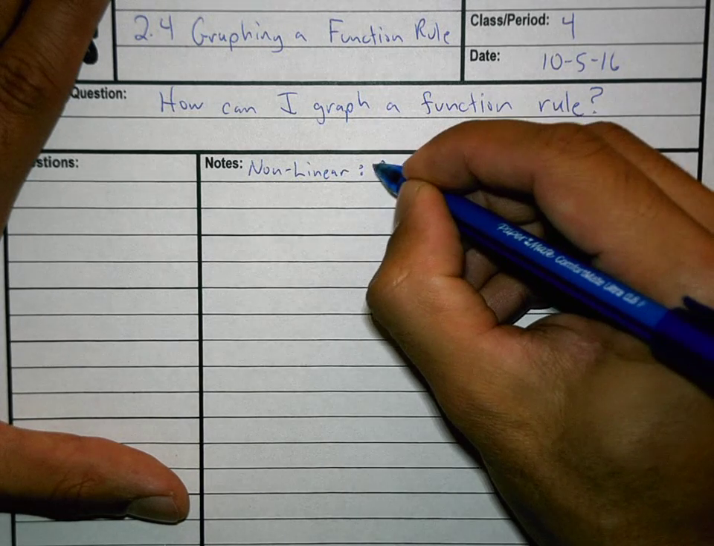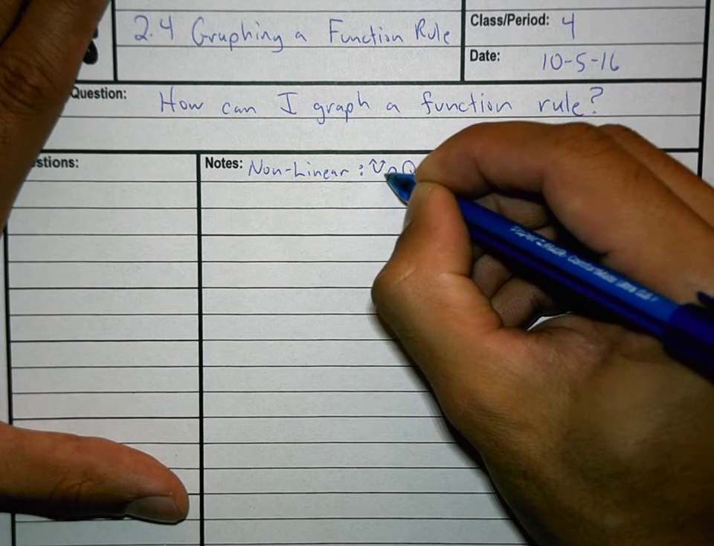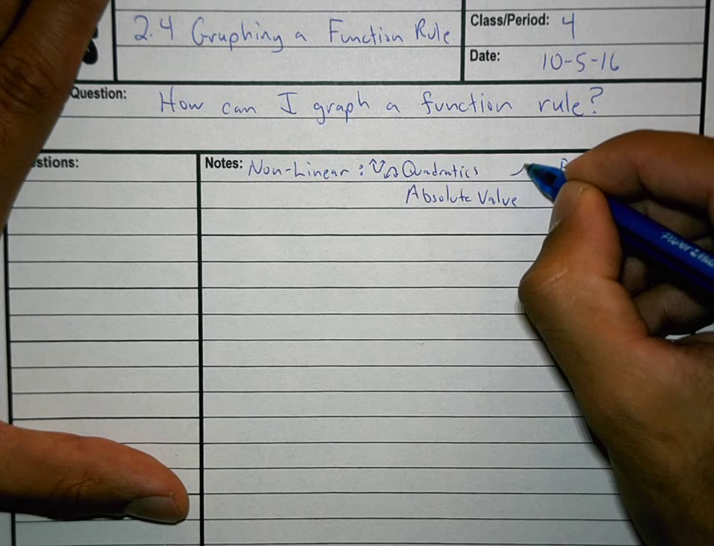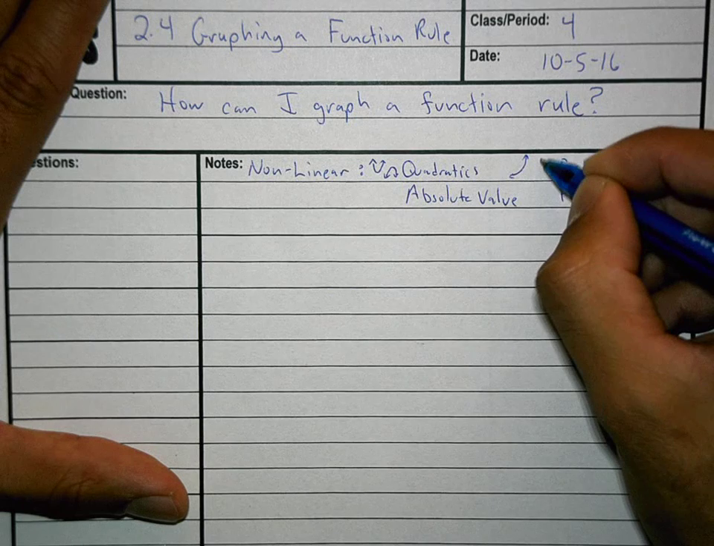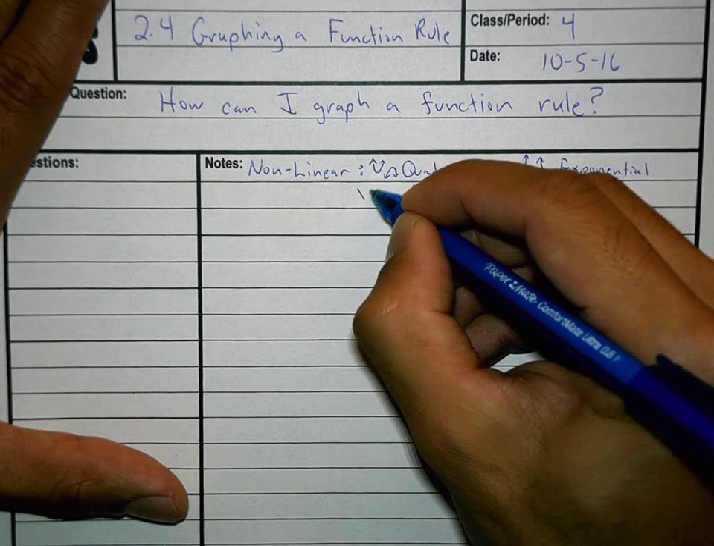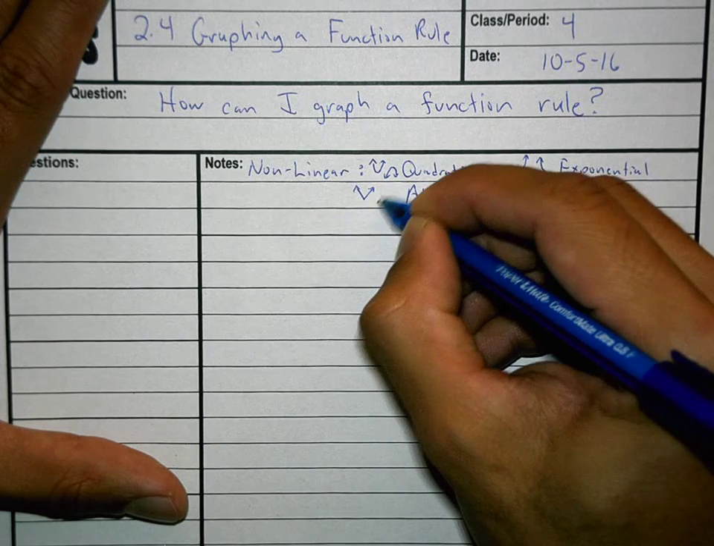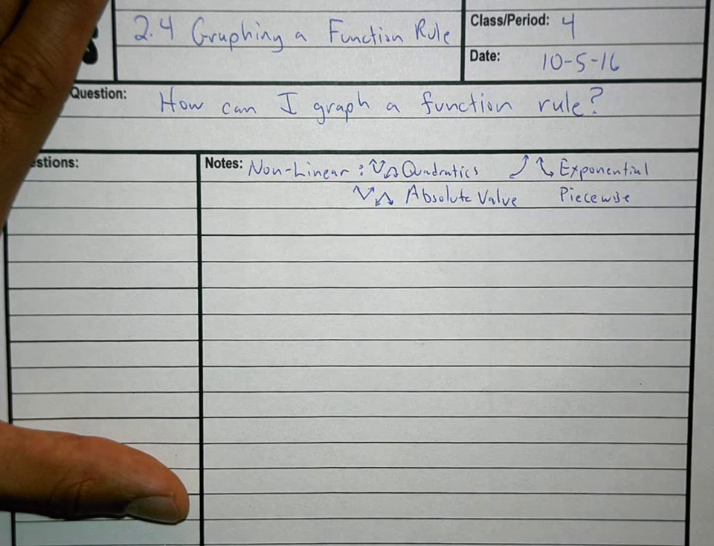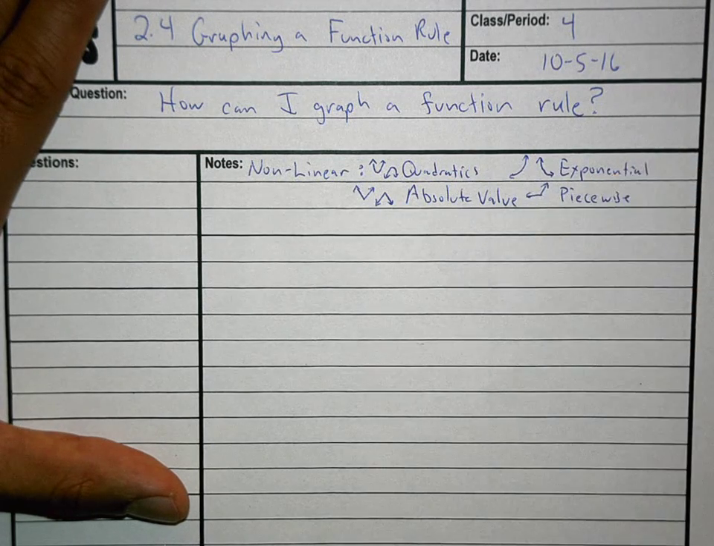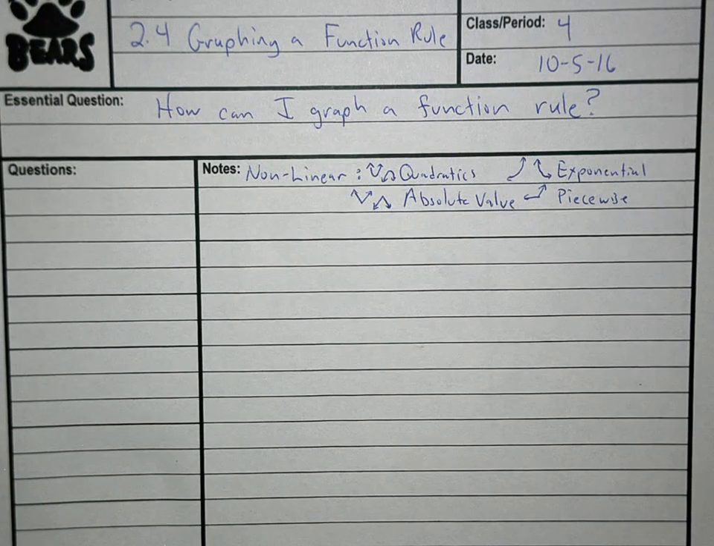Quadratics are these parabola-shaped graphs. Exponential are graphs that get exponentially bigger or exponentially smaller, usually. Absolute value functions are the ones that are V-shaped. And piecewise functions are the ones where you have two pieces and you put them together and it makes a graph of two pieces of two different functions.